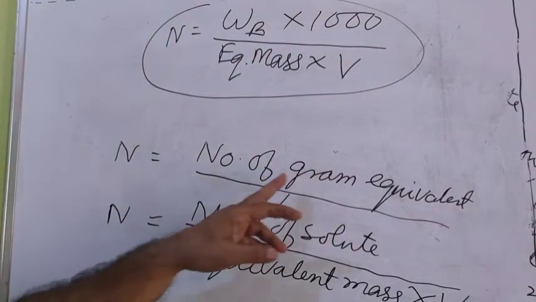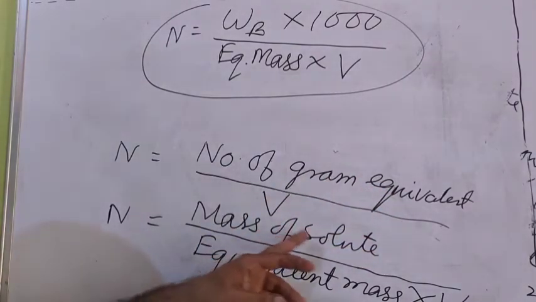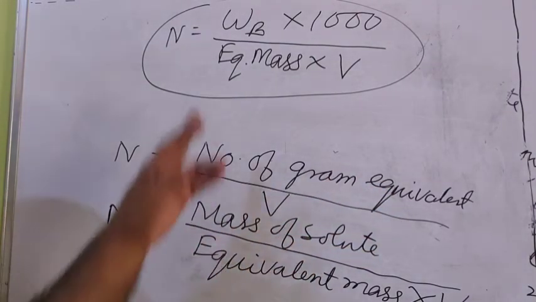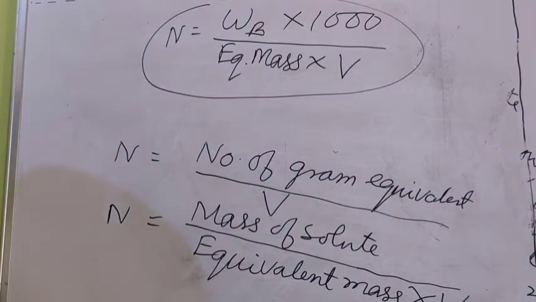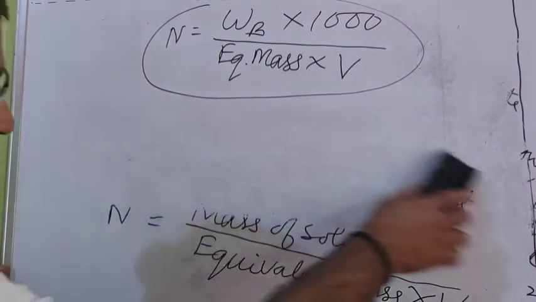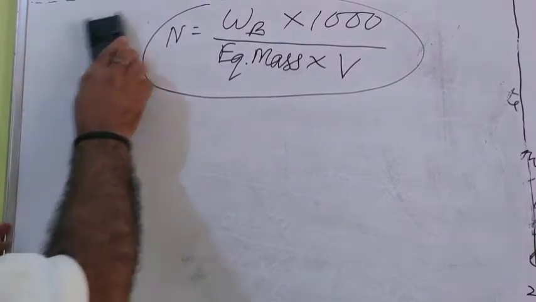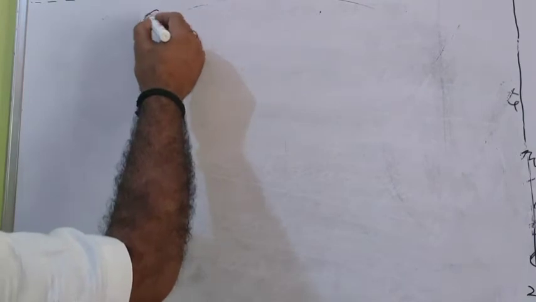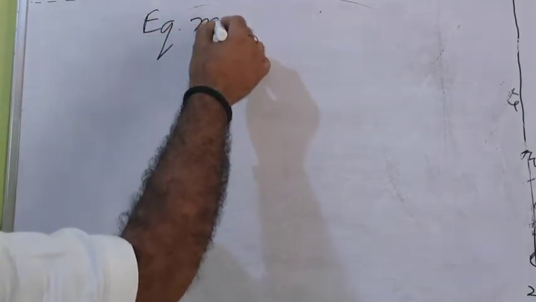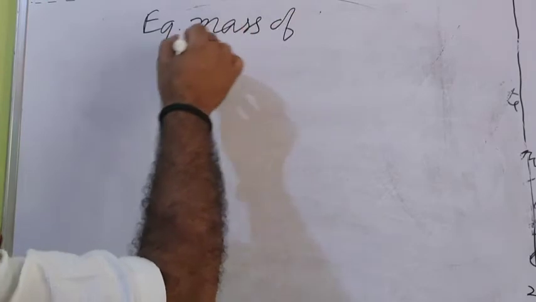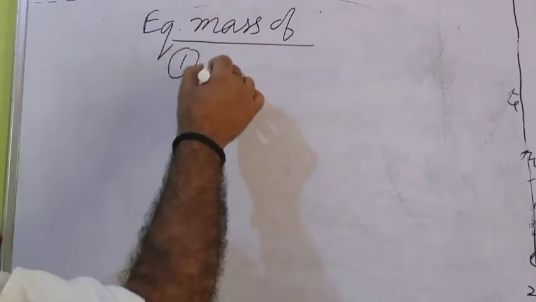Here, the number of gram equivalents is equal to mass of solute upon equivalent mass. So now one problem: how can we calculate the equivalent mass of solute? There are different substances like acid, base, salt, element, ions. So we can calculate the equivalent mass of these different substances. So now, how can we calculate the equivalent mass of first, acid?